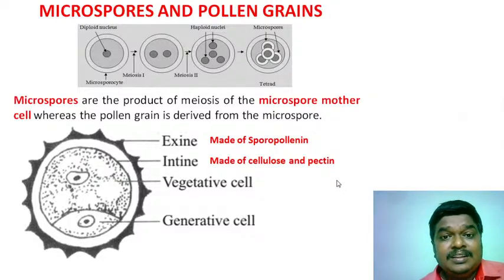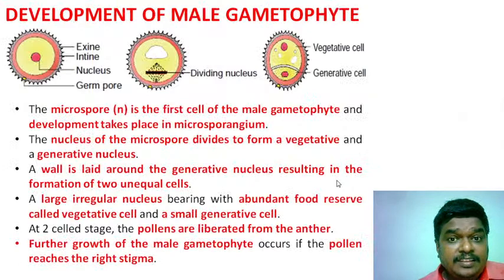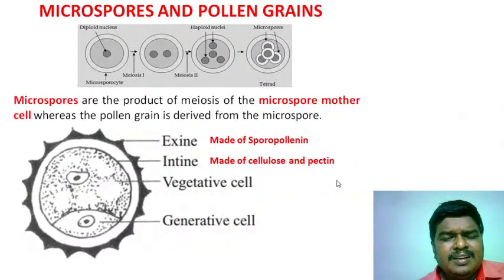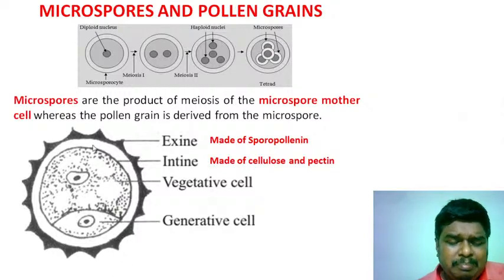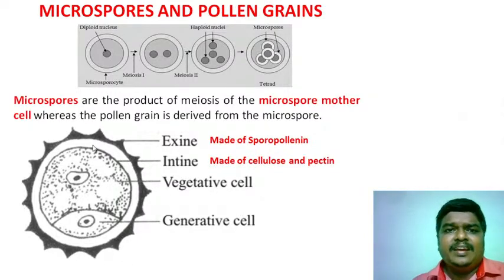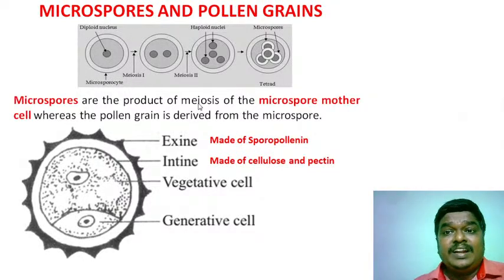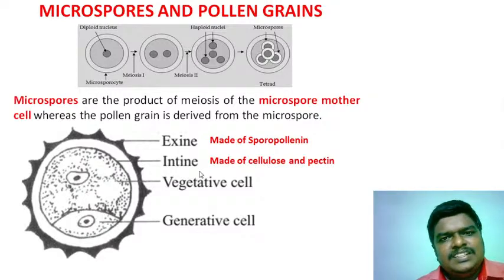So this is about the structure of pollen grains, and how the microspores are formed and how they are transformed into pollen grains. This process we call microsporogenesis.